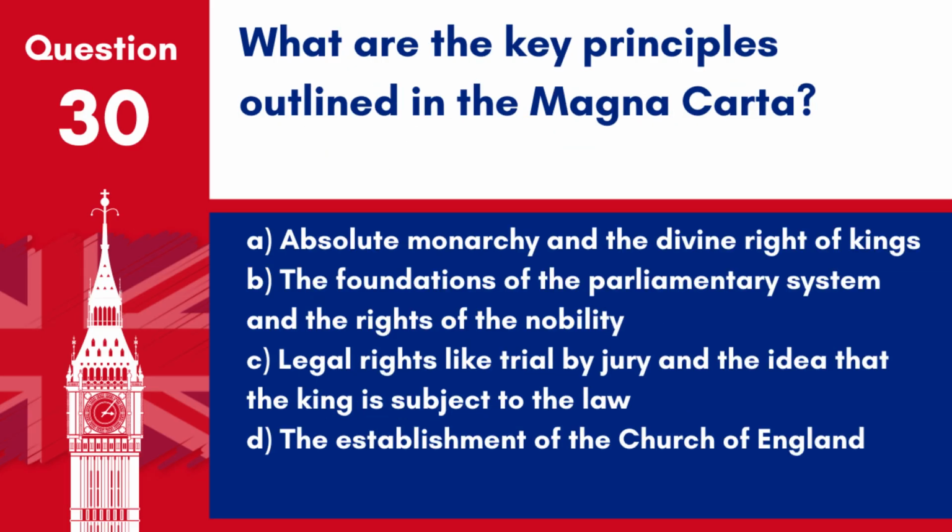Question 30. What are the key principles outlined in the Magna Carta? A. Absolute monarchy and the divine right of kings. B. The foundations of the parliamentary system and the rights of the nobility. C. Legal rights like trial by jury and the idea that the king is subject to the law. D. The establishment of the Church of England.